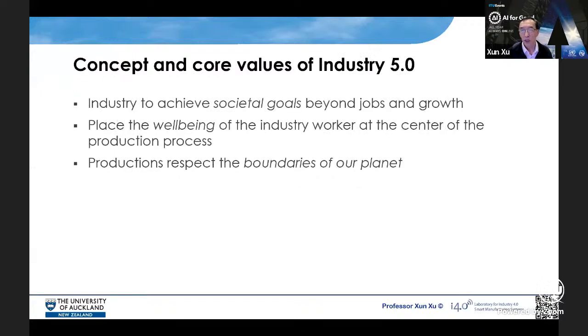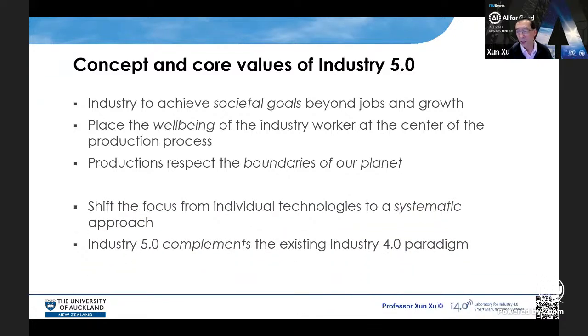So if we move on to Industry 5.0, the concept and core values, as we talked about earlier, is trying to achieve societal goals. That's one of the key things about Industry 5, and it really places the well-being of industry workers at the center of the production process. It's trying to respect the boundaries of our planet, considering sustainability issues. So it does try to shift the focus from the technologies to a system approach. And Industry 5 perhaps is considered to be an element to complement Industry 4. They are complementary to each other. This seems to be a common understanding up till now.